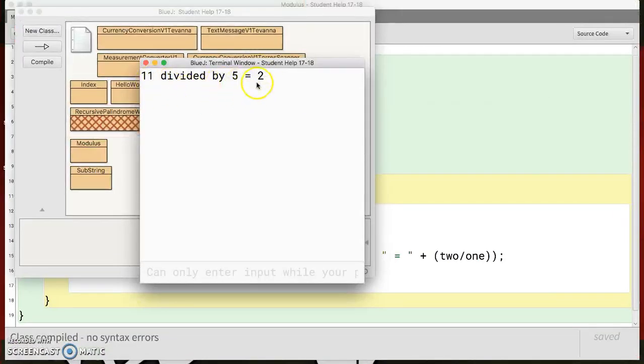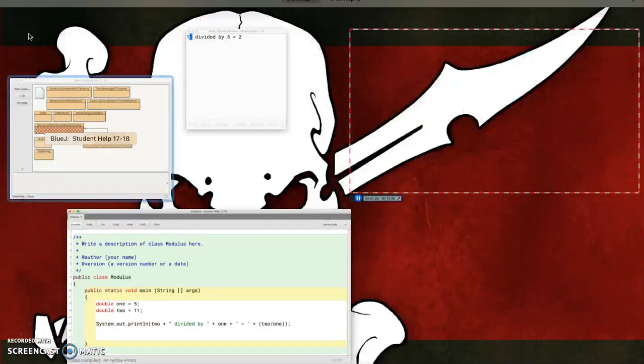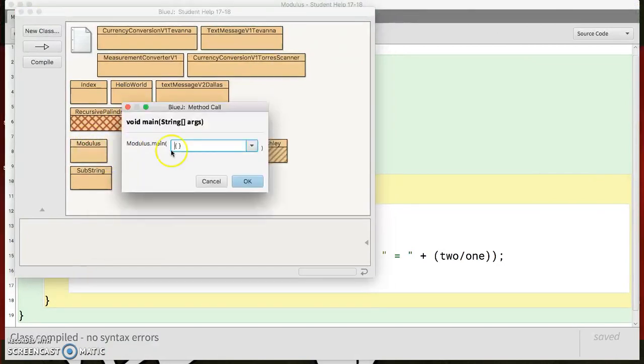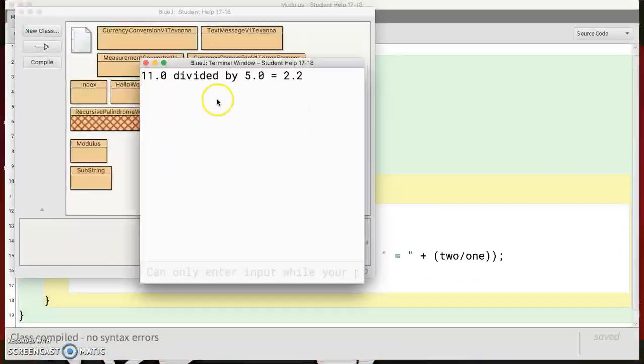11 divided by 5 is 2. There is information that we're missing because 5 goes into 11 two times evenly, and then you have a remainder of 1 that then when you divide again by 5 gives you that 2. So just to prove that point, we're going to change this to double. 11 divided by 5 gives you 2.2.